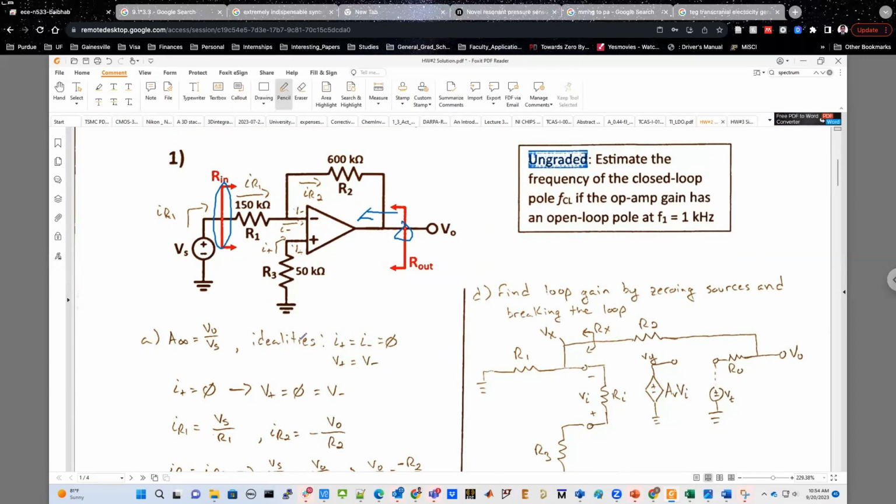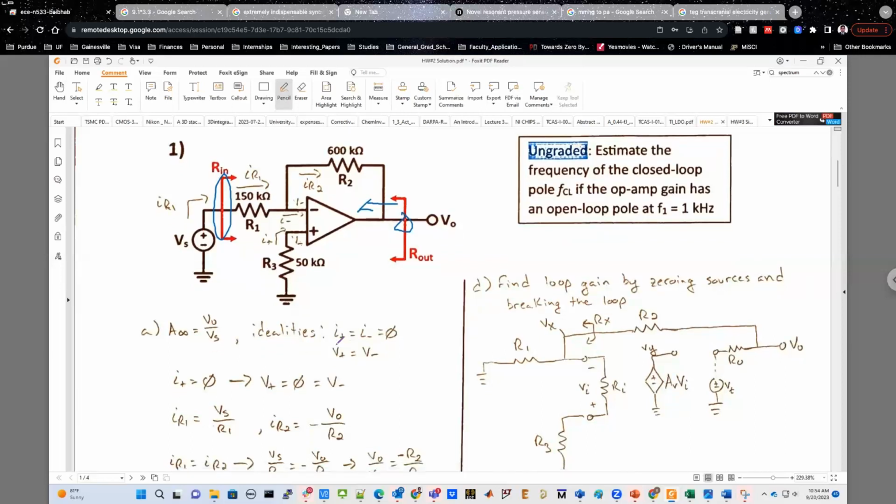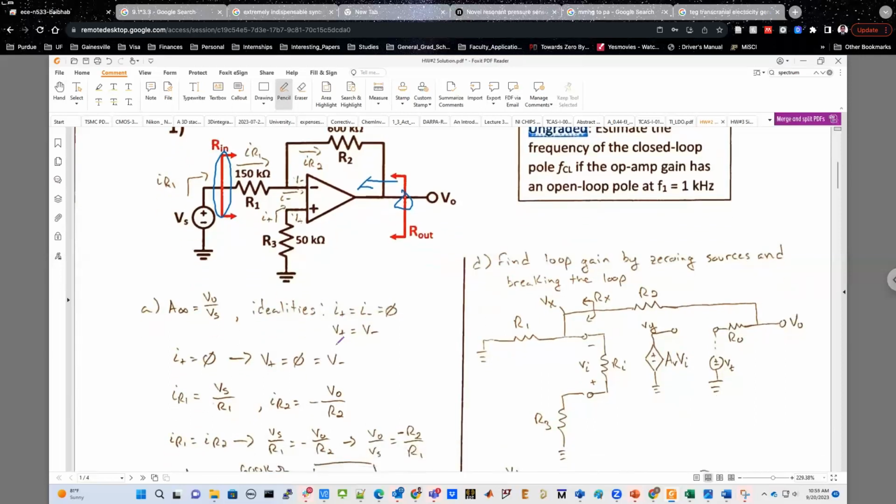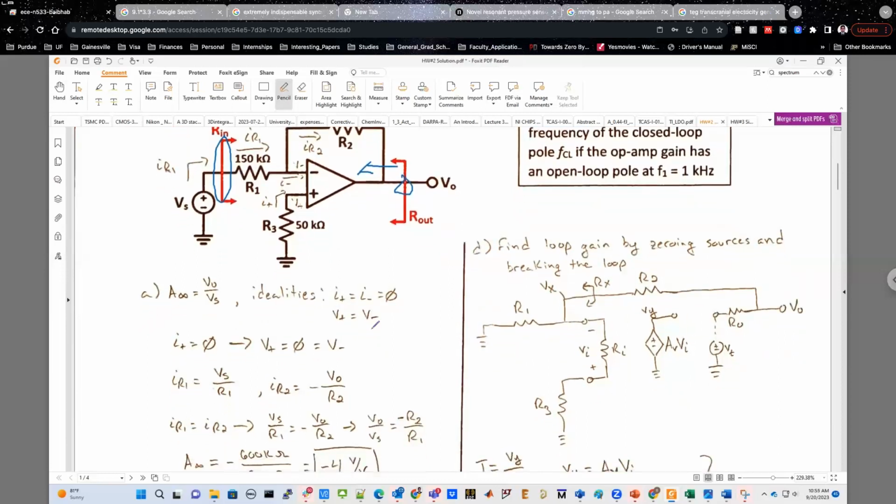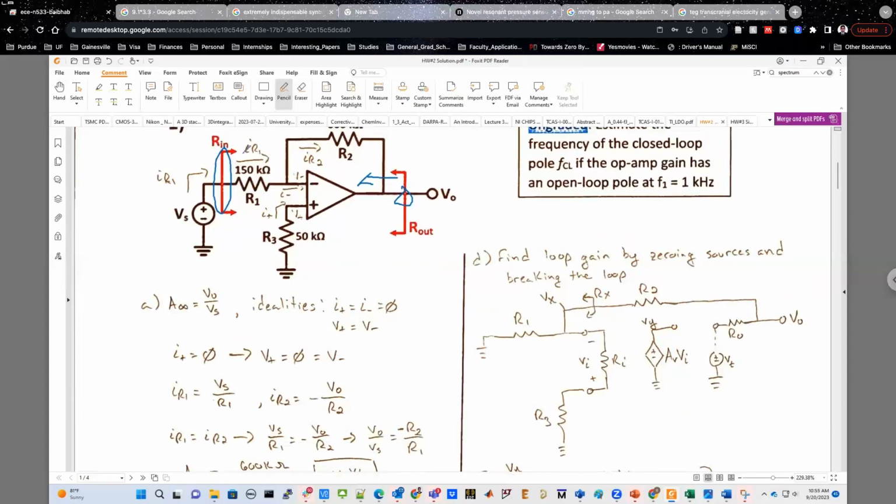Because this is an ideal op-amp for part A, your input resistance is infinite, your output resistance is 0, and the op-amp itself has infinite gain. So you can use your nodal equations and find out what would be your V naught over Vs. Okay. And for that, just assume that there is no current going into the op-amp because the op-amp has infinite input impedance. So whatever current comes out of, let's say, Vs, and whatever current goes through R1, the entire current will also go through R2. Again, just the nodal analysis, nothing new.